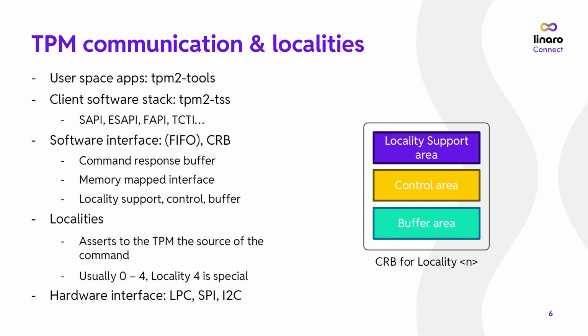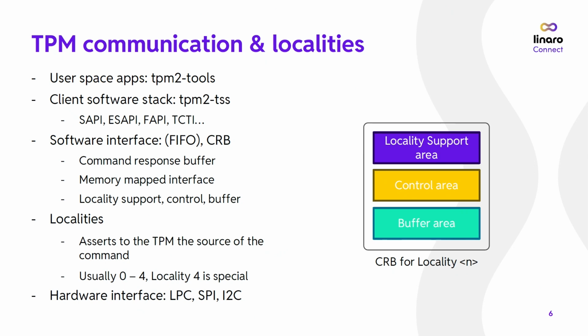Going one layer lower, the TPM supports 2 software interfaces. A FIFO buffer is used for discrete TPMs, and a CRB is used for a firmware TPM. The CRB is a command response buffer. It's a memory mapped interface. So from the client's point of view, it's kind of like an MMIO region. And it looks like this. It consists of 3 areas: the locality support, control, and buffer area. We will get back to these a bit later.